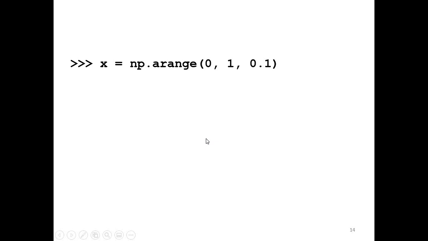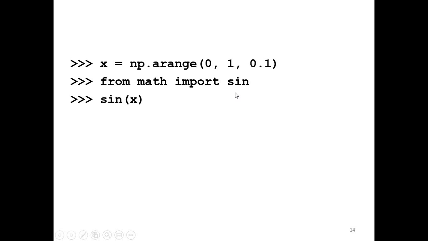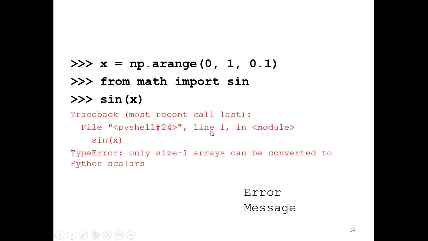But suppose you have created this x array and you use the sine function from the math module. So from math you import sin, and in the bracket you write the array. What will happen? It will give you an error message. Read the last line: only size 1 arrays can be converted to Python scalars. That means it is expecting a scalar, a single number, but instead you have given a lot of numbers. So it cannot do it.